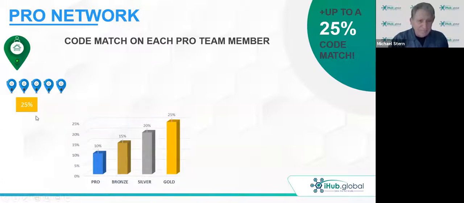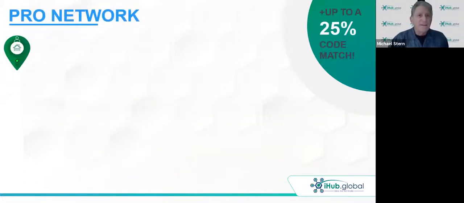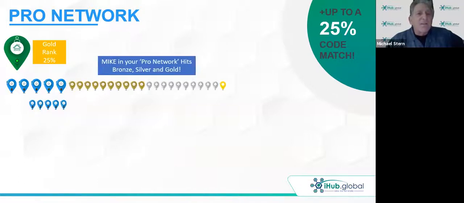So what does that mean? Well, actually, it shows it really well on the next slide. So let's just take an example here. Here you are. Let's say that you're currently at the gold rank. You've got your pro team, your bronze team, your silver team, and you brought in your first gold team member. That means you're now at the gold rank because you've hit your first person on your gold team. You're beginning to build your gold team. That puts you at the 25% match level on what you earn potentially from these 5 individuals that you've brought in.